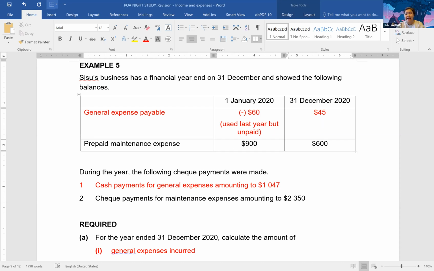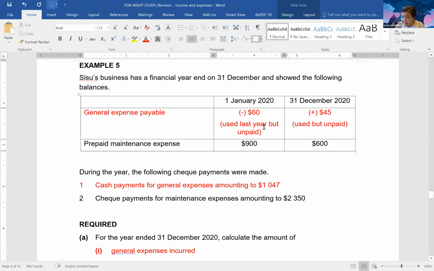At the year end, you see that there is a general expense payable. You have an amount payable, and you know that at this year end, it is unpaid. Have you used it yet? If you never use, you never pay, it's not a problem. Don't need to record it. But you have used it, but you never pay it. Since you have used it, you need to record this as a plus.